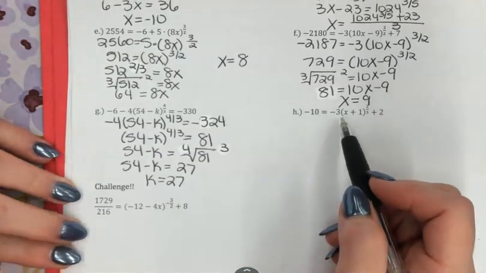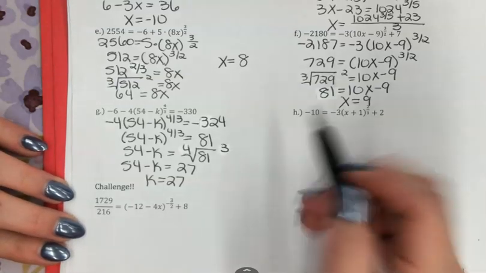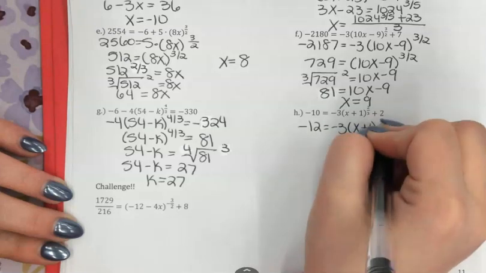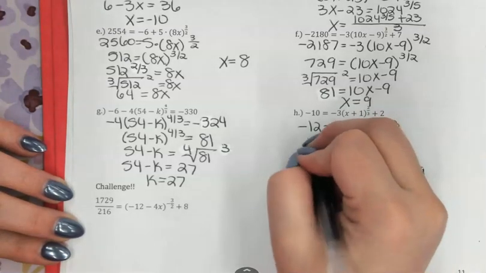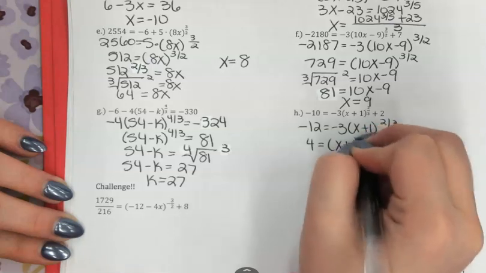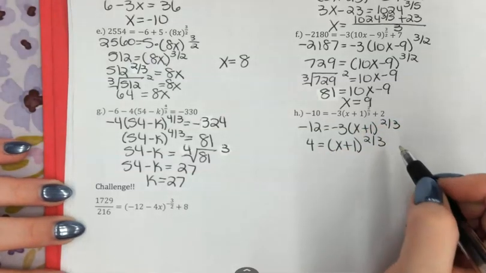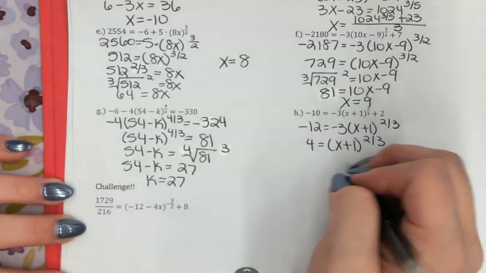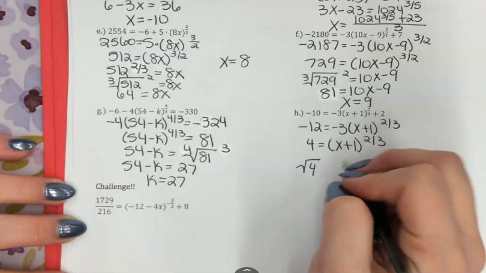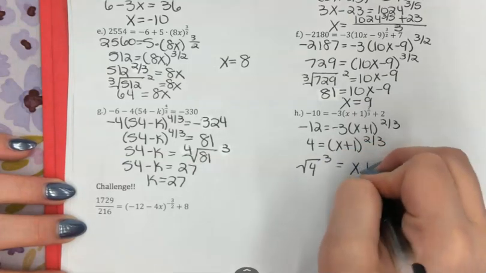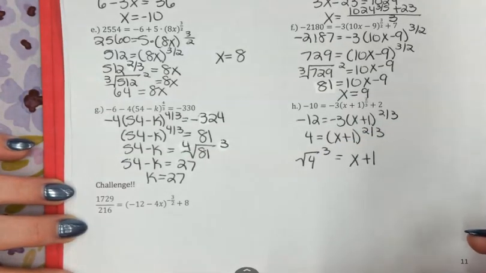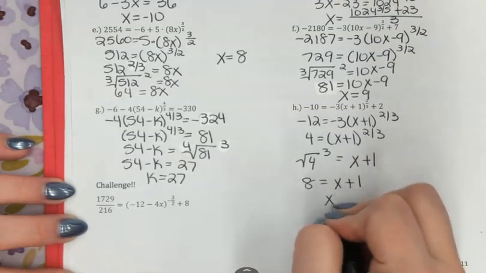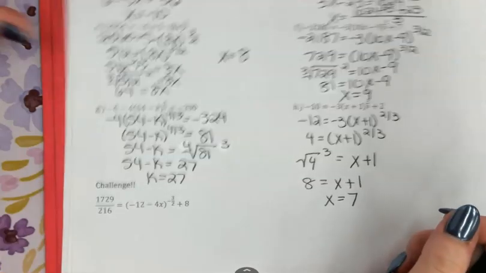Okay, last one before our challenge. Here, the first thing I need to do is subtract 2. I can divide both sides by 3. And now I need to raise both sides to the 3 over 2 power, which means the square root of 4 to the 3rd power is going to equal x plus 1. While the square root of 4 is 2, 2 to the 3rd power is 8. So that means x is 7.